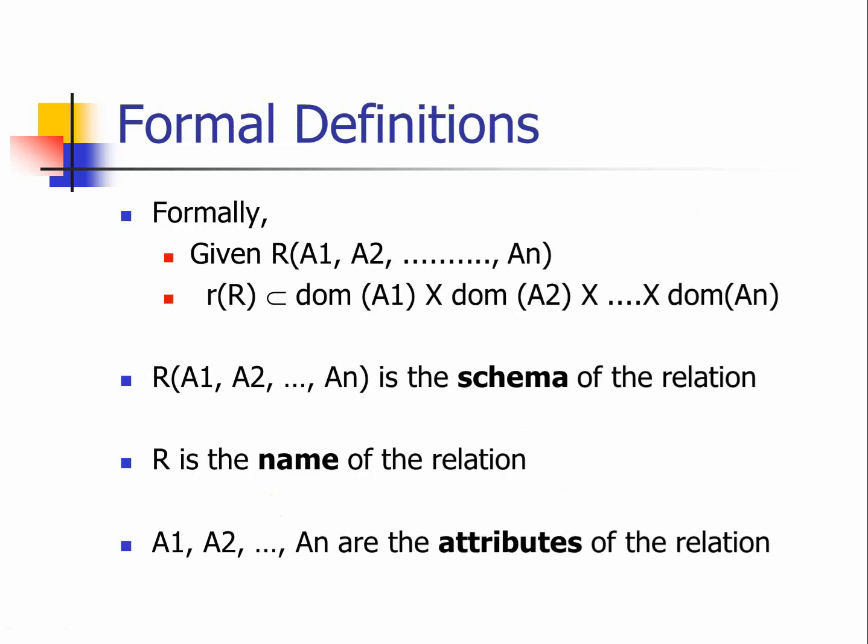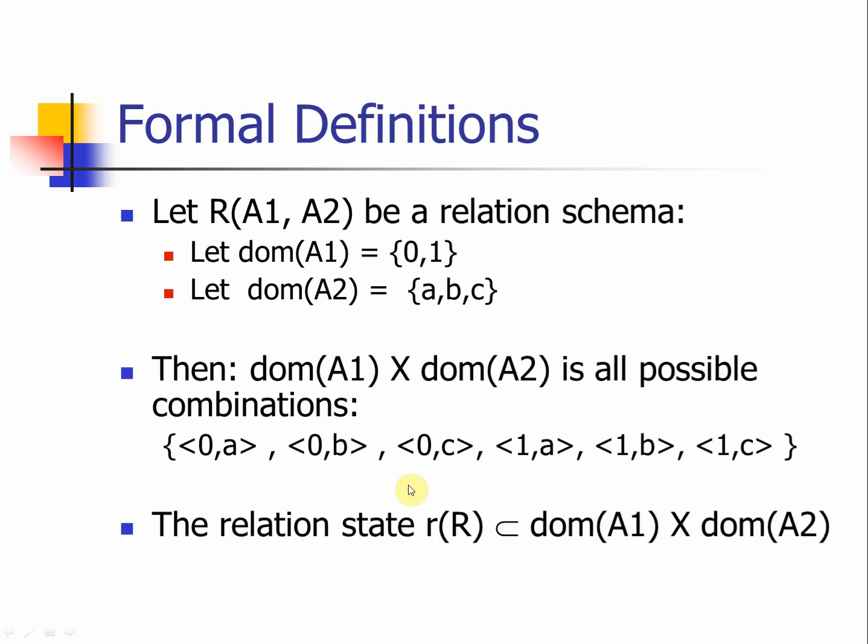Now let's look into the domain definition. So given R described by multiple attributes, and each attribute has a domain, what we are going to present is that the whole relation is a subset of the domain of A1 cross product with the domain of A2, until all the domains in the end. So R(A1, ..., An) is called a schema of the relation. Basically, it's how we design a relation. R is the name of the relation. A1 through An are the attributes. So let's take a look at an example to understand it.